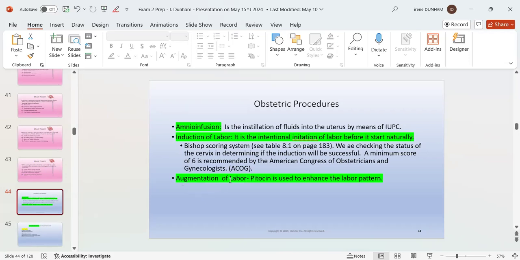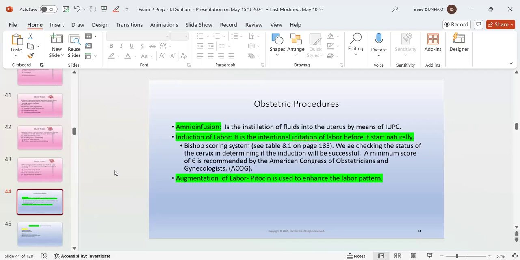And then augmentation of labor is where she's already in labor and maybe she had an epidural. Okay, because this happens. She has an epidural and her contractions are now very mild instead of where they were. They were firm before, and now they've gone down to mild, and their frequency has spread out. Okay, so I have to augment. So I have to give her Pitocin in order to enhance the labor pattern. That's called augmentation of labor.